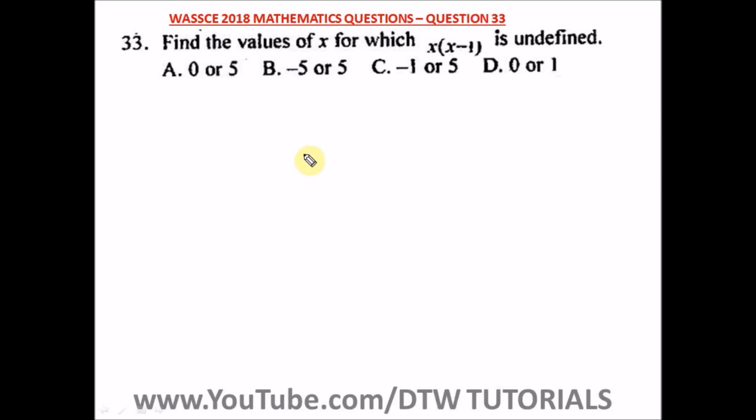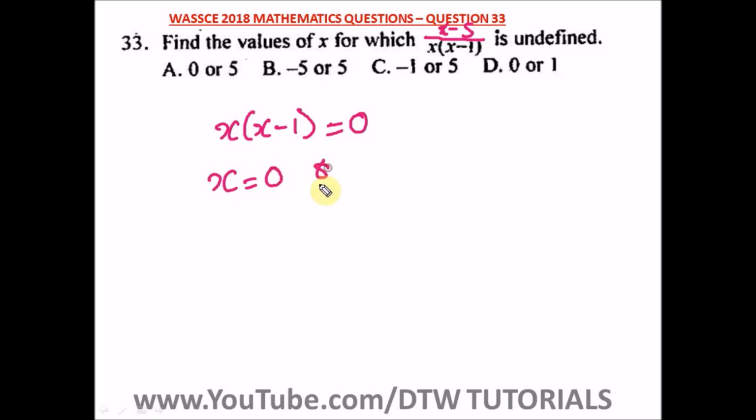Question 33 of the WASSCE 2018 Mathematics Past Question, that's your WAEC exam. It says find the values of x for which, there's something missing here. This should be x minus 5 divided by x bracket x minus 1 is undefined. When you're told to find the values of x for which this particular expression is undefined, it means that x bracket x minus 1 is equal to 0. That is undefined.